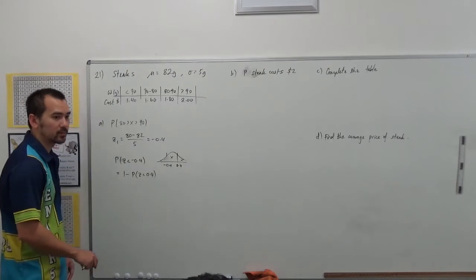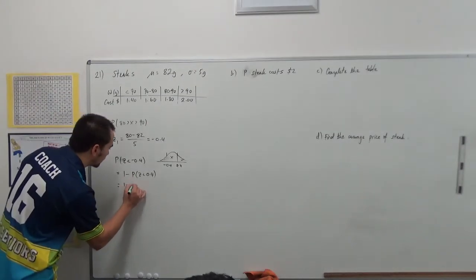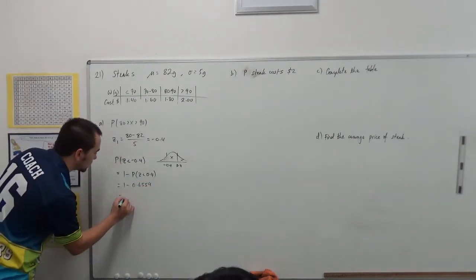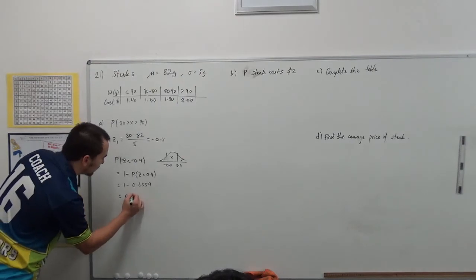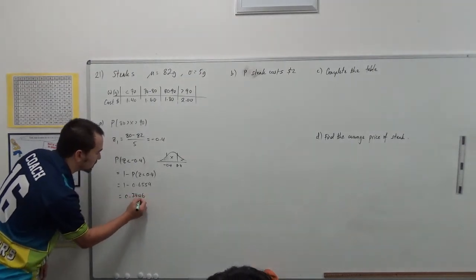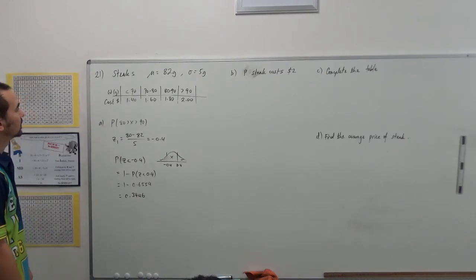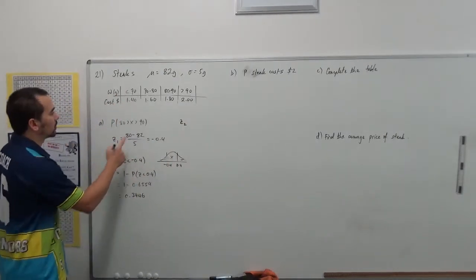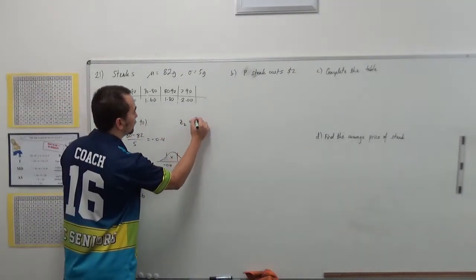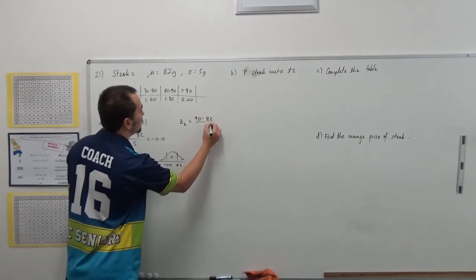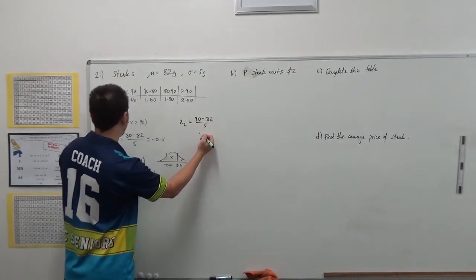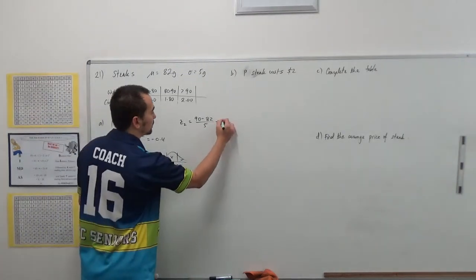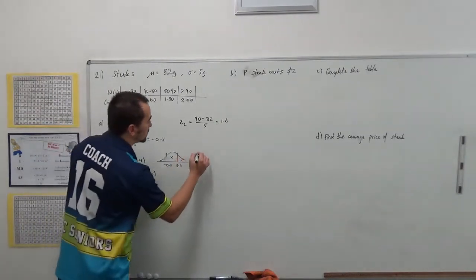Yes, I agree, Errol. 0.6554. And 1 subtract that is 0.3446. Good. Let's find the z value now for when x is 90. 90 take away 82, divide that by 5, comes to 1.6.